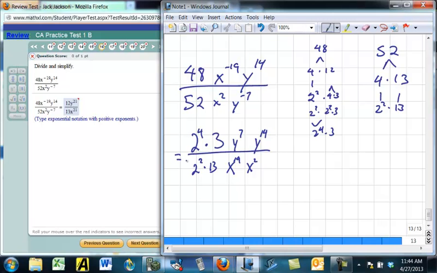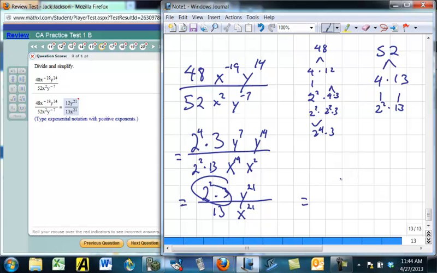By breaking them down to prime numbers, we can treat the x's and the y's and the 2's and 3's and 13's just the same way. So these cancel out, leaving 2 2's in the top, 2 squared. The 3 doesn't cancel, the 13 doesn't cancel. The x's are multiplied together, so we add the exponents, so that's x to the 21. Similarly, the y's are multiplied, so we're adding the exponents. That's also 21. Don't leave it like this in the top.